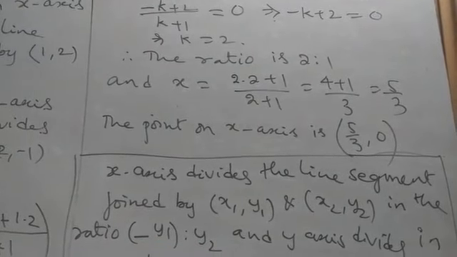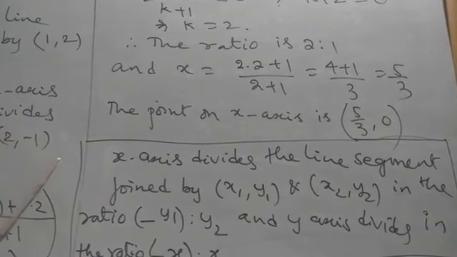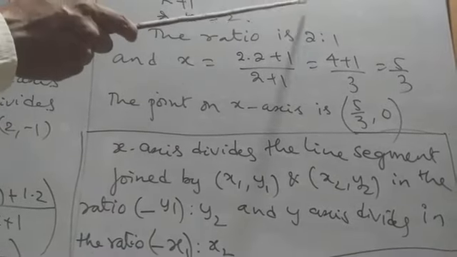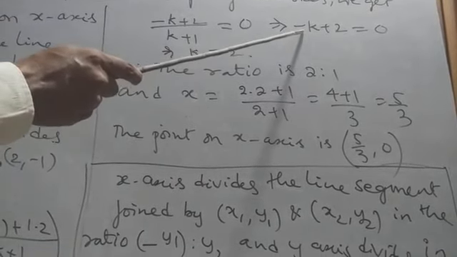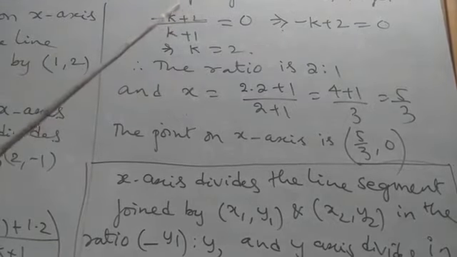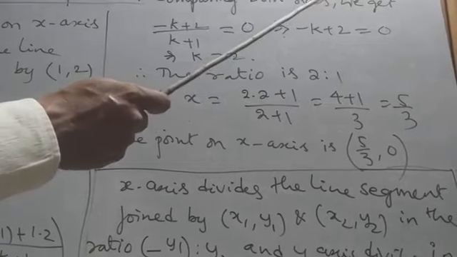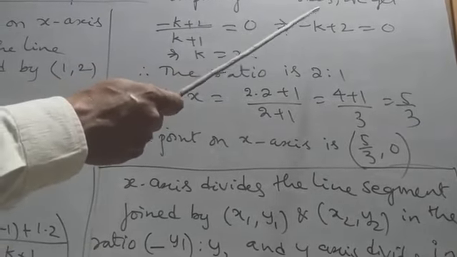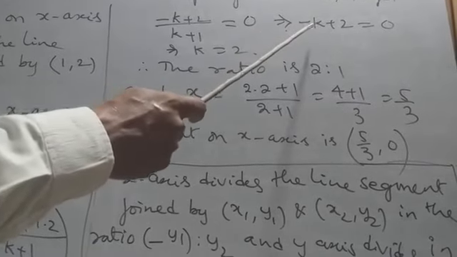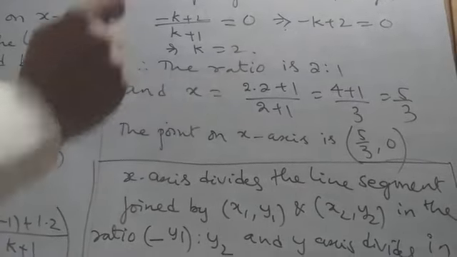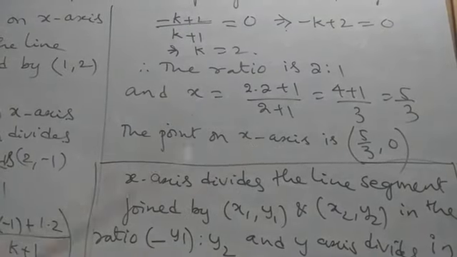Now let us observe a note for objective purpose. If you observe the above step, you got here -k plus 2 equals 0. If instead of x1, y1, x2, y2 we substitute the values, then we can get k into y2 plus y1 equals 0. That means k equals -y1 is to y2. So that shortcut we can use for objective purpose.